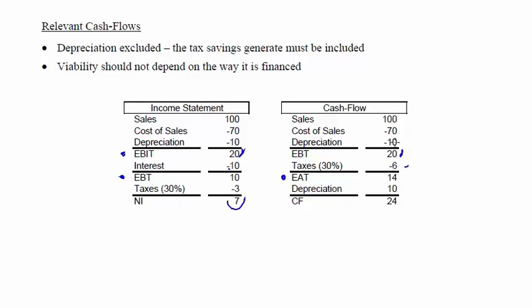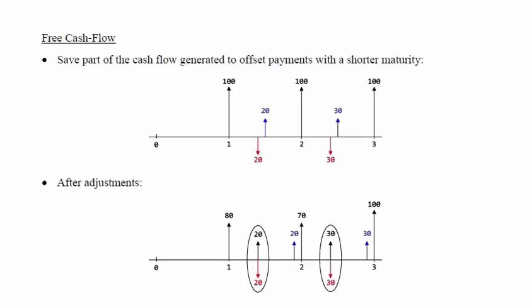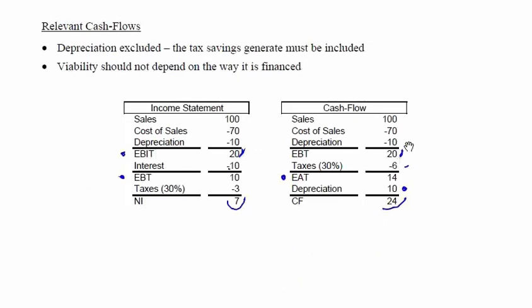Now, because we want to account for the tax effect of the depreciation. But since depreciation is not a cash flow, we add them back here. So the cash flow is the earnings after taxes, adding the depreciation. So in this case, the cash flow is 24 units. Now, in the previous example, we illustrate how we can obtain the operating cash flow. That is, the information that we have here is related with the operations of the company.